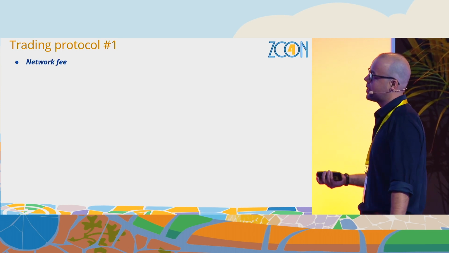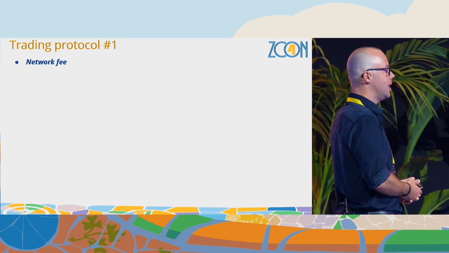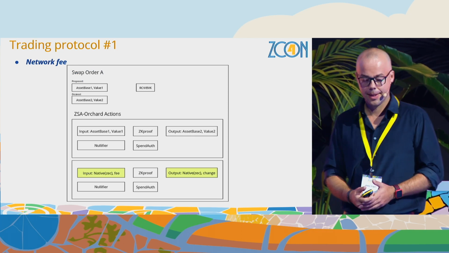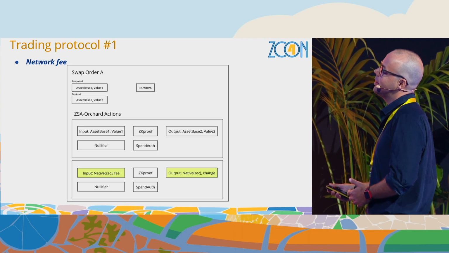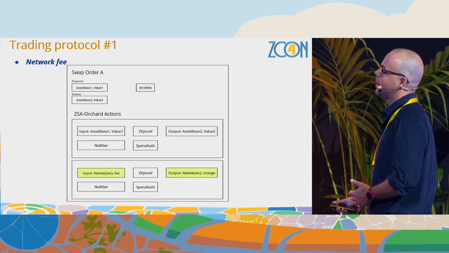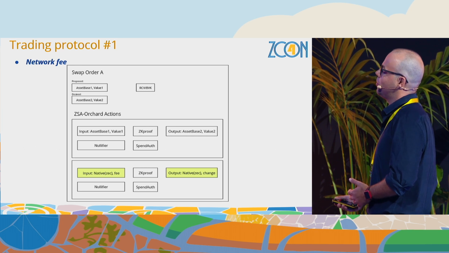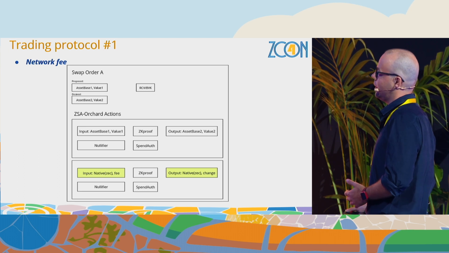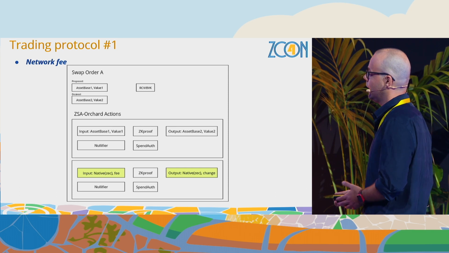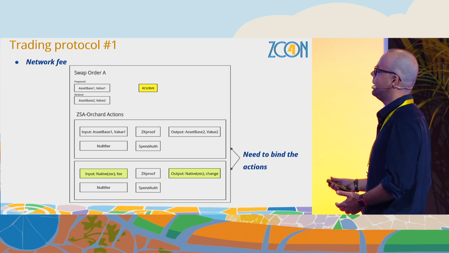Okay, let's tackle the next problem, network fee. So okay, we're trading assets, it's nice. Who pays the network fee? To allow the network fee, we need the parties to include an additional action, which is basically the difference between the input and the output, the fee that I would like to pay to the network for this swap order to happen. Okay, but once again, we are stuck with the problem that we need to bind these things together.